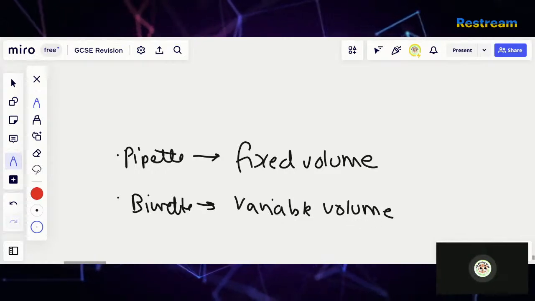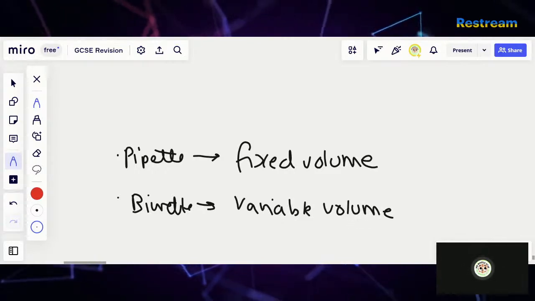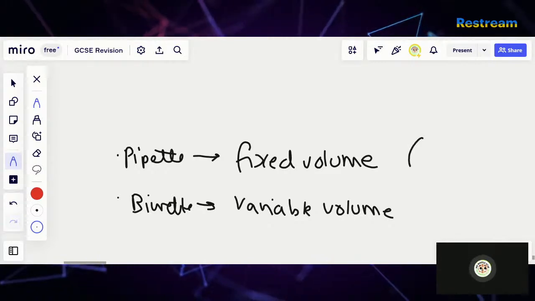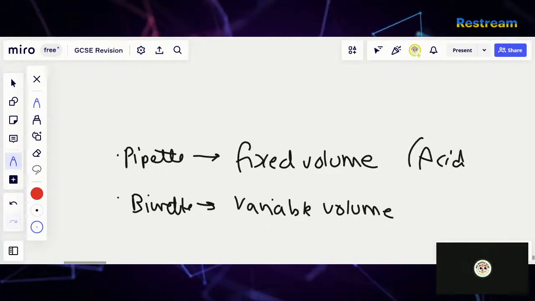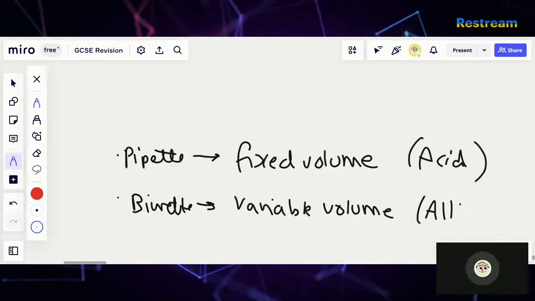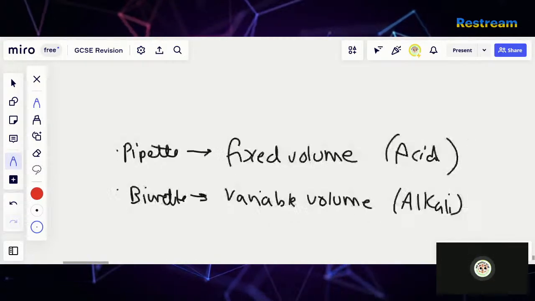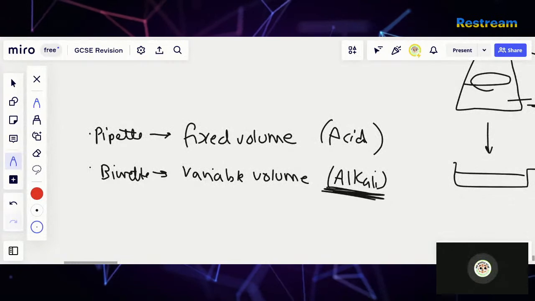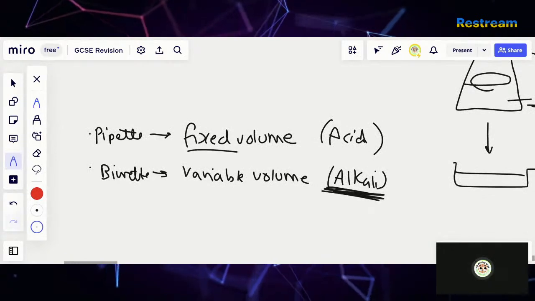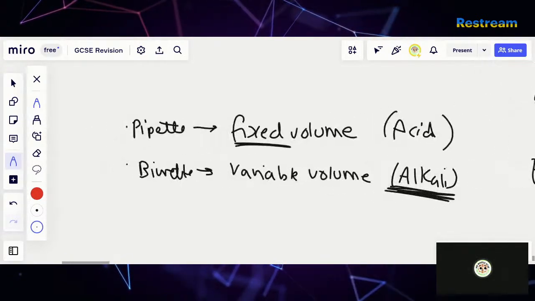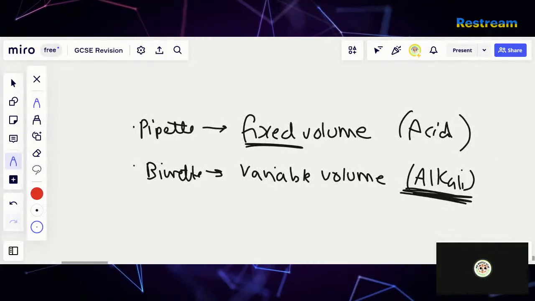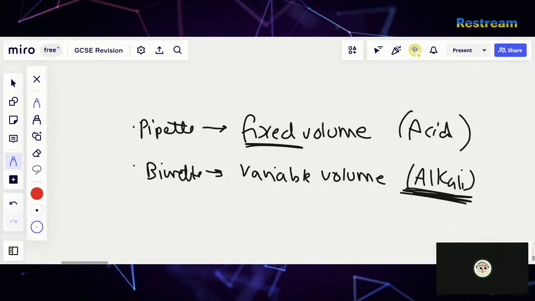So we're being asked, why would the pipette be used to measure the acid and the burette to measure the alkali? Well, that tells you that the person is trying to find the amount of alkali needed to neutralize a fixed volume of acid. And that's really important.